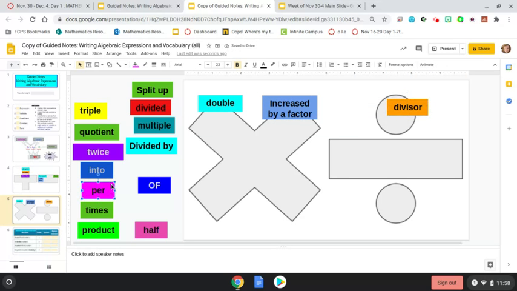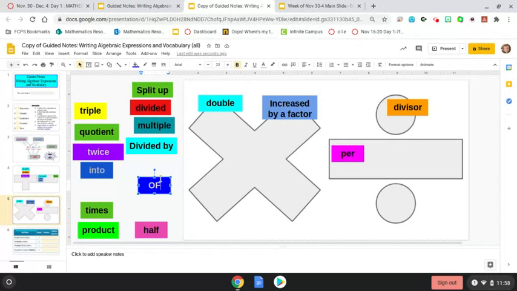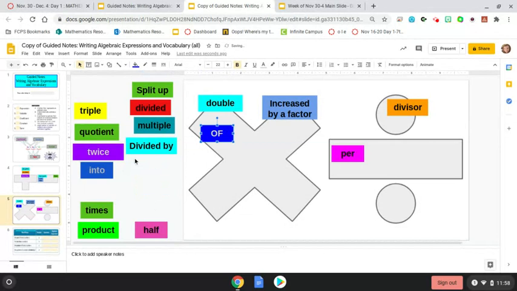Per. The word per makes me think of division, if I'm talking about dividing among or per 3 friends. So the word per makes me think of division. And the word of makes me think of multiply. So I'm going to go through and put all of those on the correct words. And this is going to help me later on, so I want to make sure I have my notes.